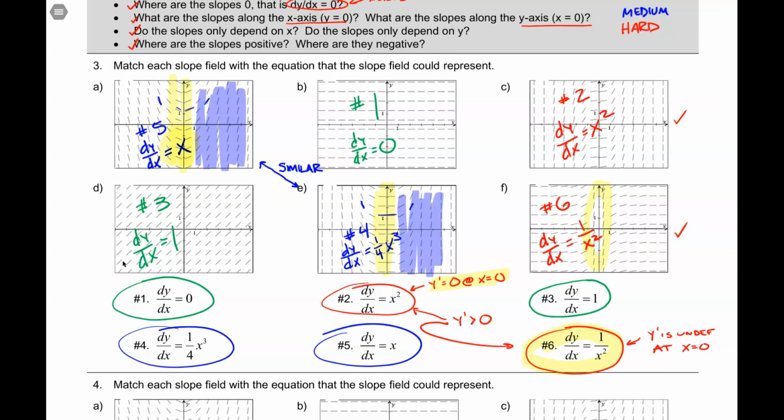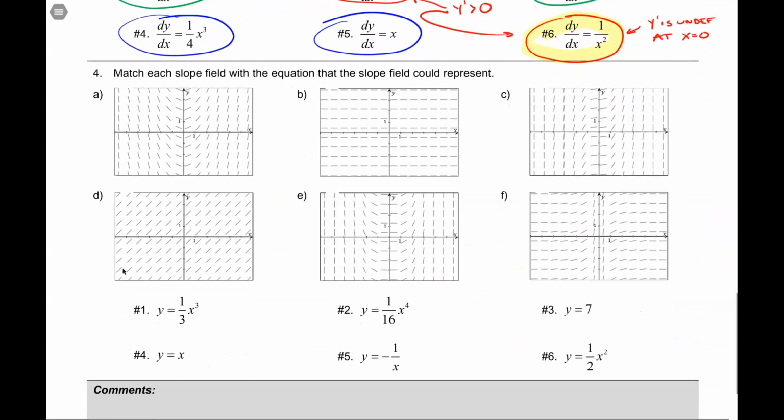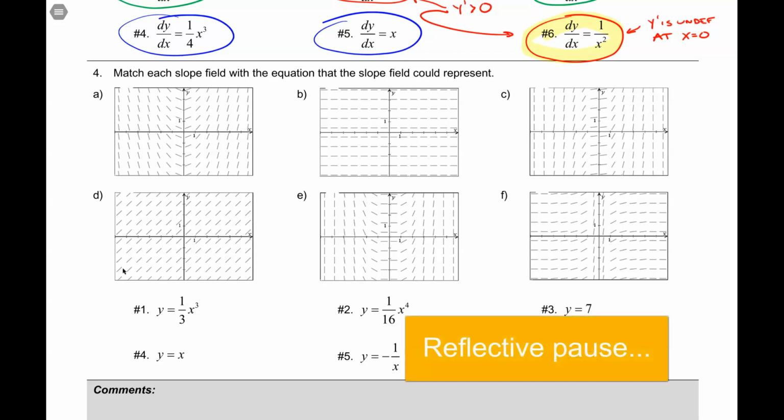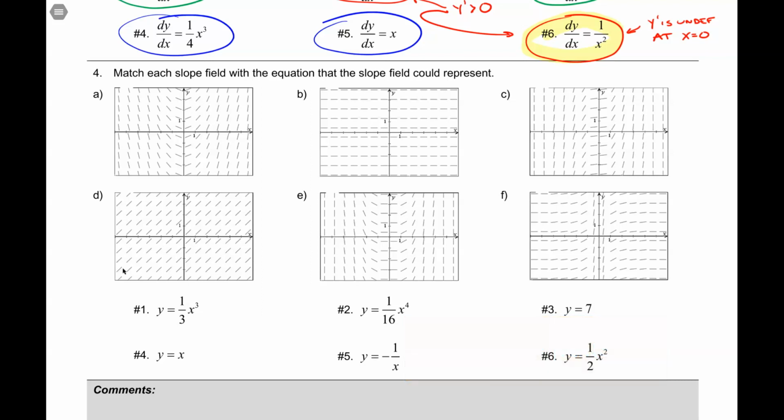Okay, that's enough for example number 3. Let's go down to example number 4. Folks, this one's going to be really quick. It says match each slope field with the equation that the slope field could represent. These are all the exact same slope fields as the previous problem. But what is different about this question? Do you have an answer? Well, here's your answer. None of these equations are differential equations. In order to see which of these matches each slope field, we should turn these into differential equations.